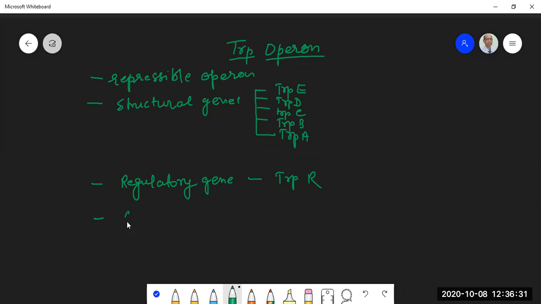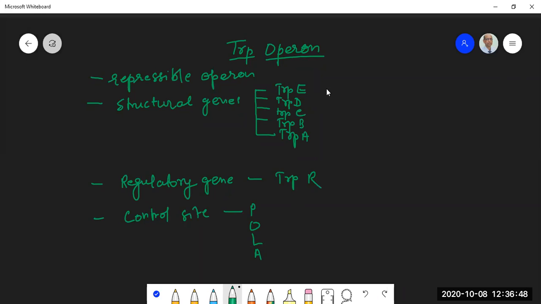And the control elements, the control site, is a little bit more complicated. It's crowded. It has got a promoter, it has got an operator, it has got a leader, and it has got an attenuator. I will be drawing a diagram and then you will understand.